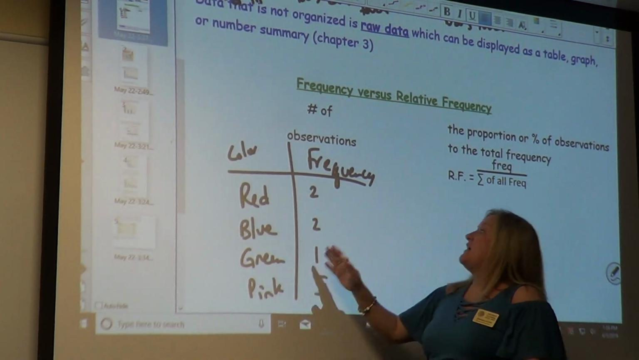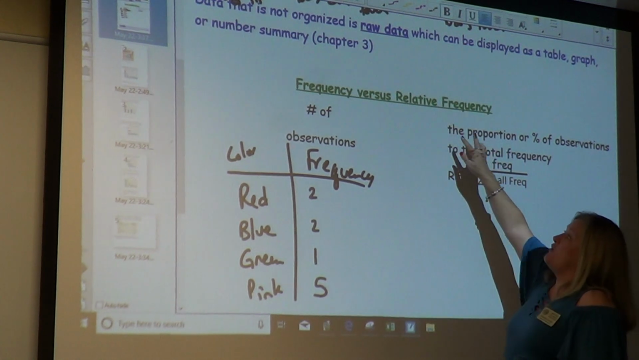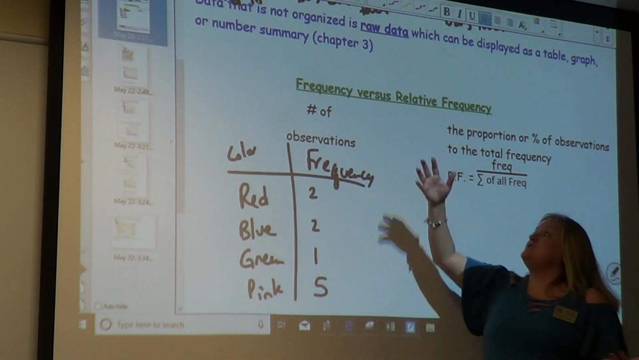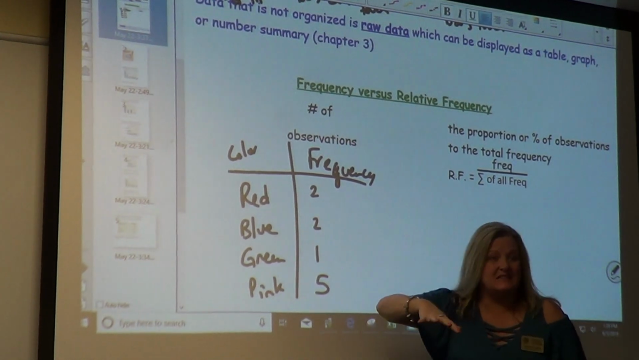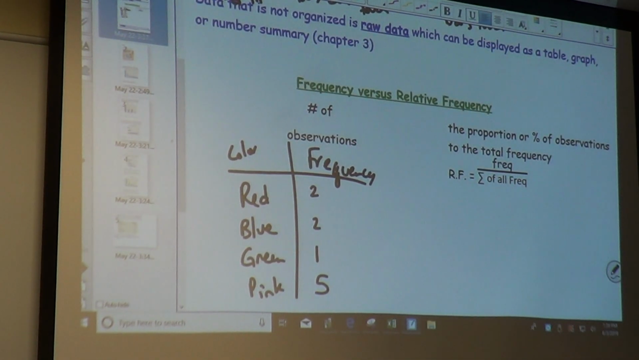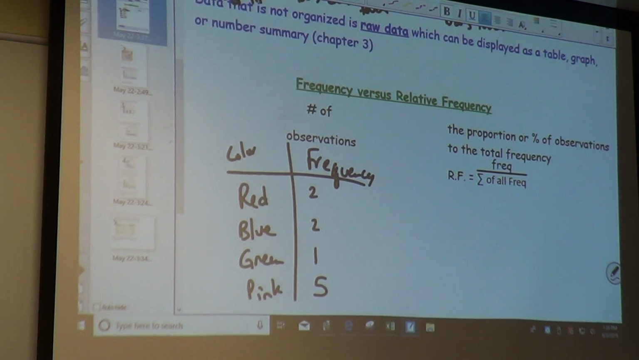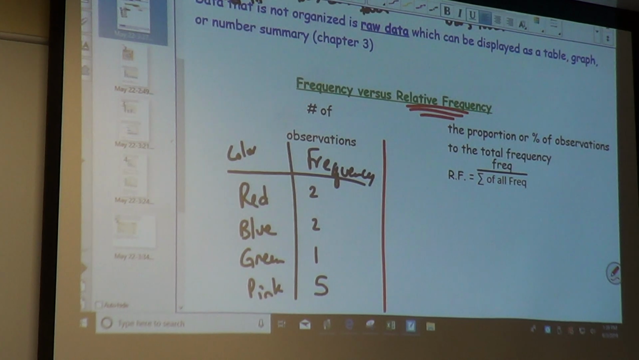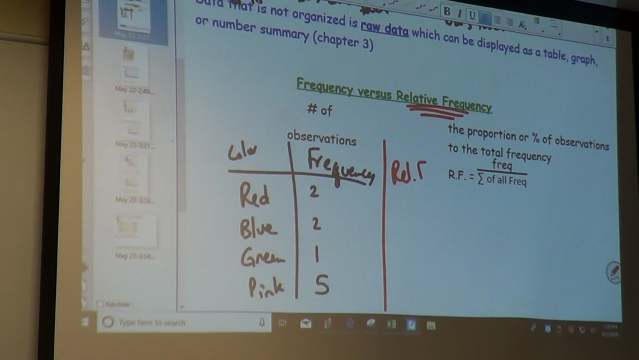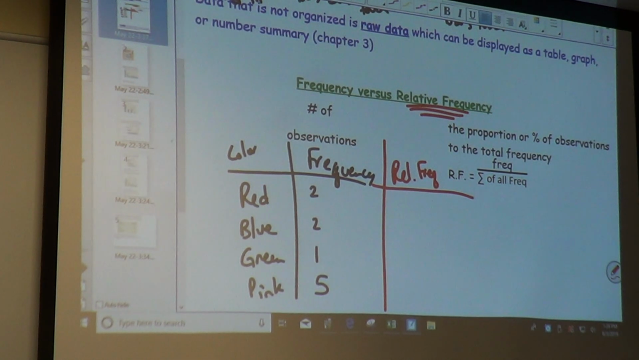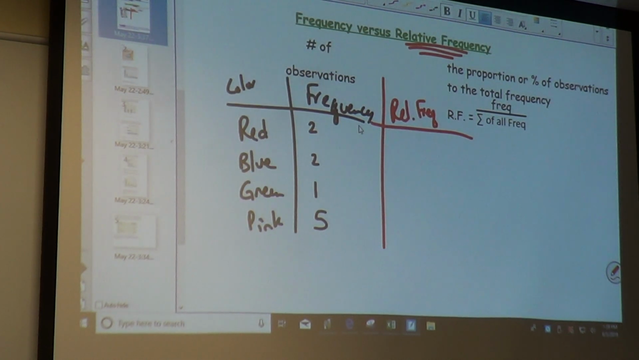Okay? Now, we want to go one step further. We want to talk about relative frequency. How does the frequency relate to everybody that I asked? So, for relative frequency, I'm going to go one step further. How many people did I survey? 10. Good job.